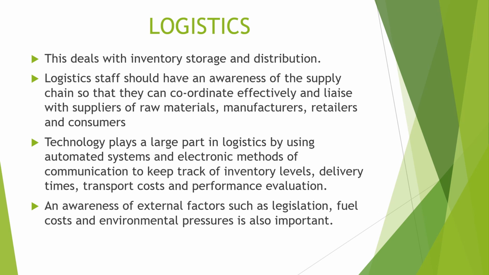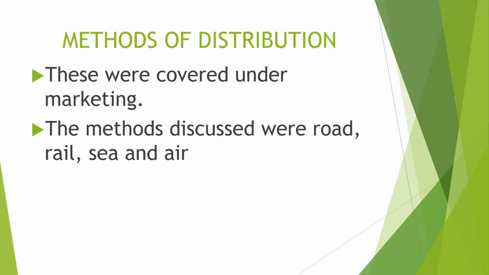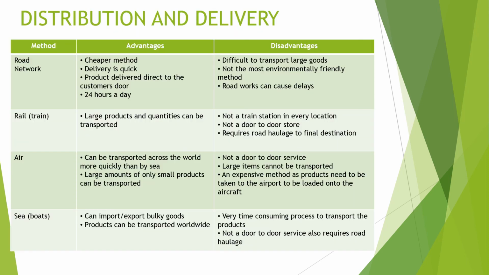For example, drivers only being allowed to drive for a certain length of time. Fuel costs, how much fuel costs are at that time, because that's going to add to your delivery costs. And any environmental pressures. What's the weather like? Is the weather poor? Snow days? We think of the beast from the east, and how the logistics was really in a bit of a mess then, because organisations couldn't receive deliveries because of the snow, etc. So the methods were covered under marketing, and we talked about road, rail, sea and air.